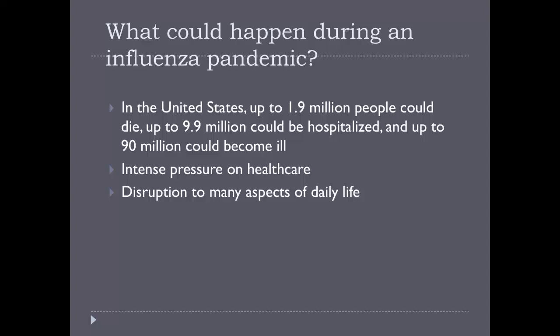And then what could happen during an influenza pandemic? In the United States, for example, up to 1.9 million people could die, 9.9 million could be hospitalized, and up to 90 million people could become ill. That's almost a third of the population. With good health care, most of them will not die. You say 1.9 million out of 90 million. If you're dealing with a pandemic in an area like a developing country that doesn't have good health care, it could really cause a lot of deaths in those types of situations. So proper surveillance, proper surveillance, proper surveillance.